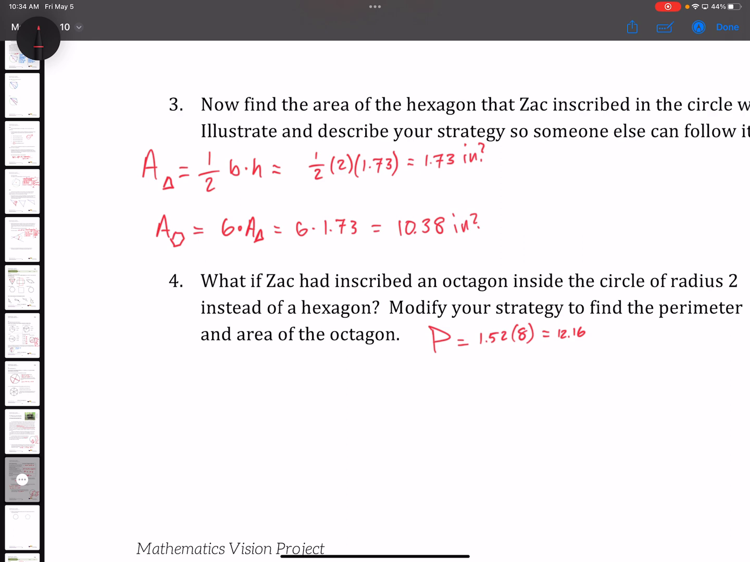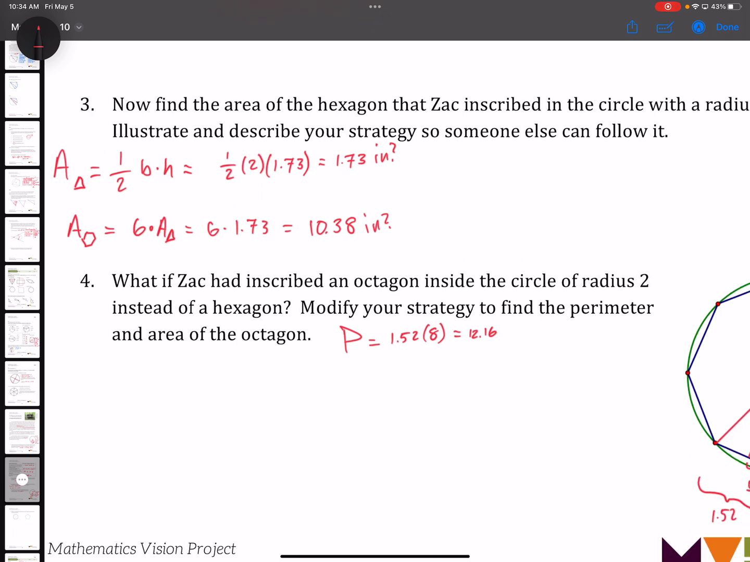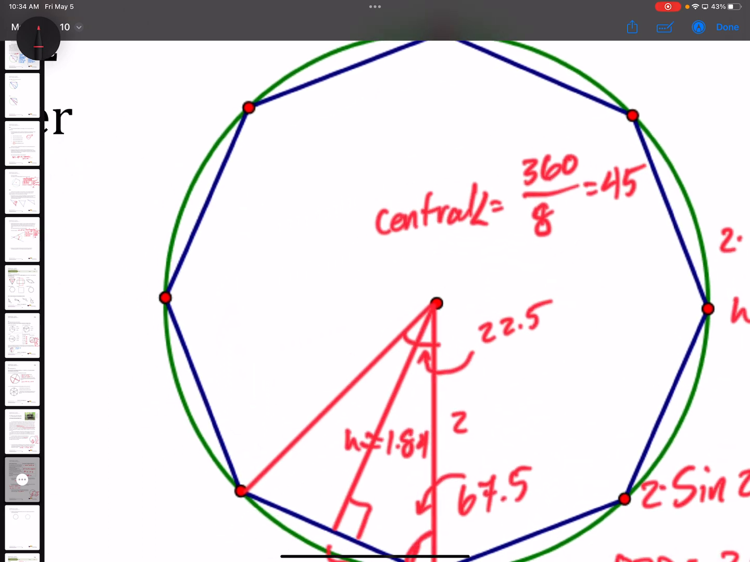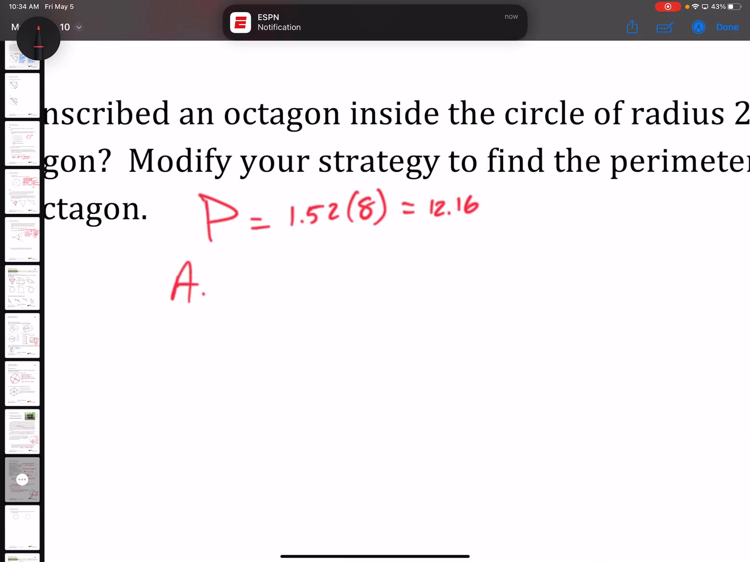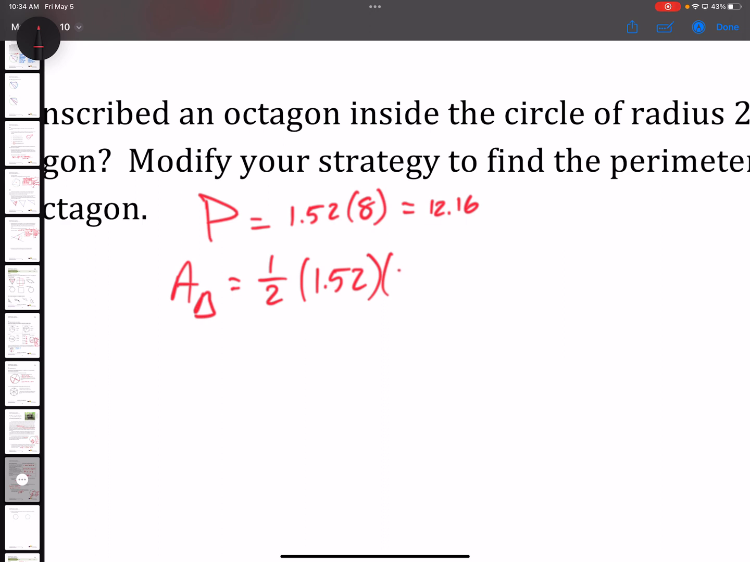And the area, what should we find first? Before we can just haphazardly find the area of the entire octagon, what do we need to find the area of first? The triangle. So the area of the triangle is, what's the formula again? 1/2 times base times height. What is the base of this triangle? 1.52. And the height of this triangle? 1.84. Very nice. So multiplying those together, you get 1.4-ish.